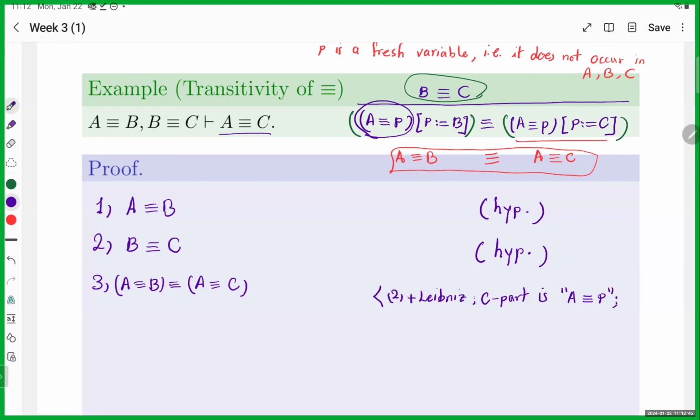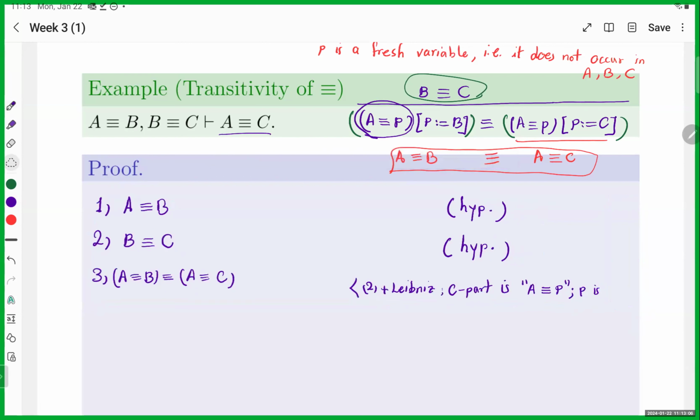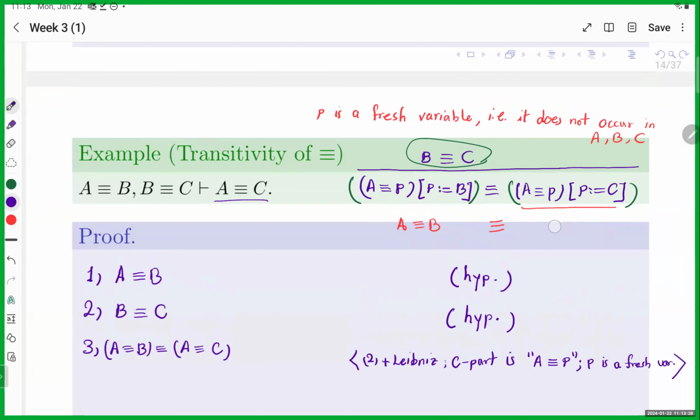Now, another very key important thing is that this P wasn't just any variable. It was what we call a fresh variable. Why is it important that it's fresh? Why couldn't I just take any variable? Because if P wasn't fresh, meaning if P occurred in, let's say, formula A, let's say formula A was P or Q, so P occurs there, then the result of the substitution is going to change A, right?